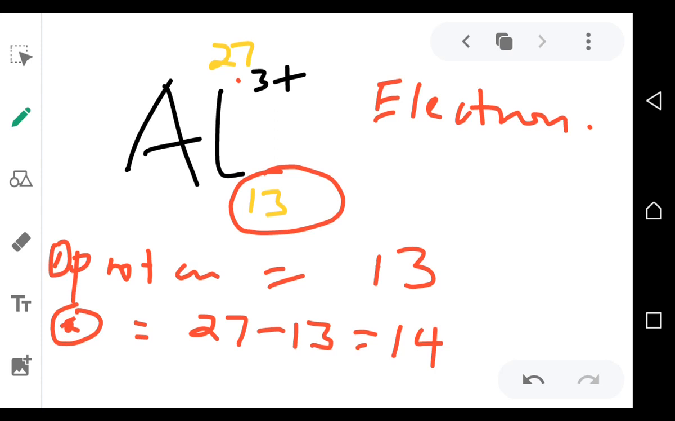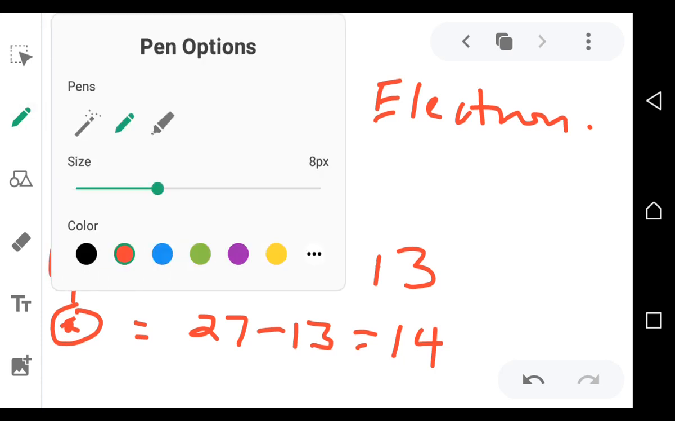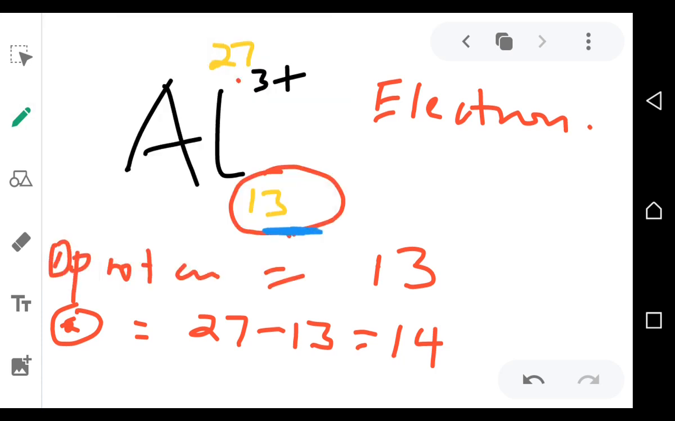What does positive mean? A positive means releasing. So you have to know that in a neutral atom, the number of protons is equal to the number of electrons. So if there are 13 protons here, it means the electrons are also 13.